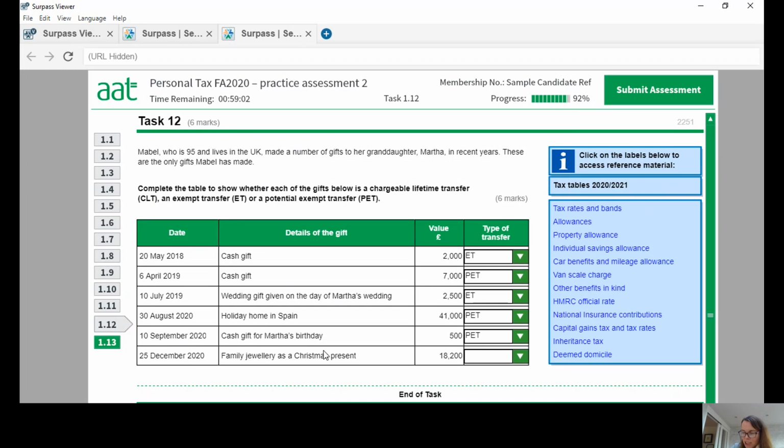And then in the same tax year, family jewellery, where we've used up all our annual exempt amounts, doesn't matter what it is, potentially exempt. Okay, so key rules there around that annual exemption: you can only bring forward from one previous year, and you have to use it in chronological order as the gifts arise.